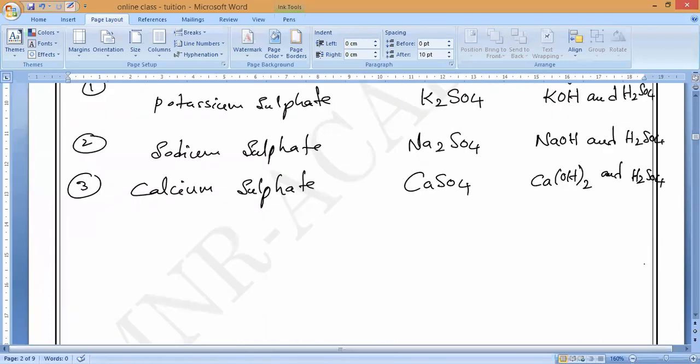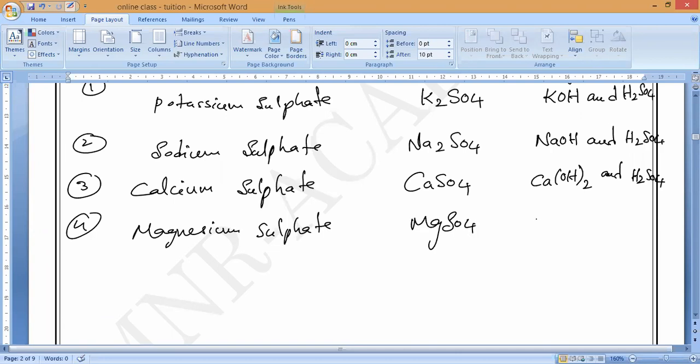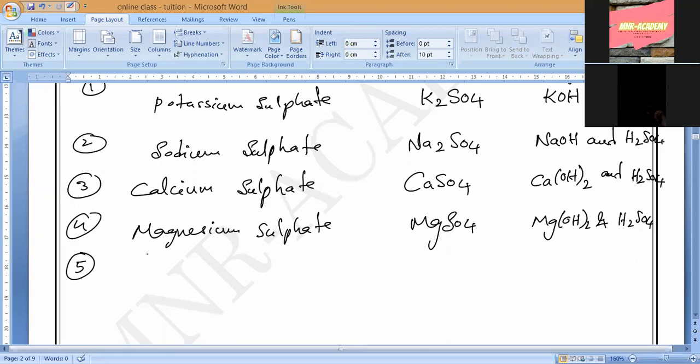Next one, magnesium sulphate. MgSO4. Base: Mg(OH)2, and acid: H2SO4. Only MCQs will come. They will give you a salt name and ask you to find the chemical formula as well as the base and acid. Without knowing the formula, you cannot do it. Valence is also most important, because without it the formula is wrong. You already know how much it is.